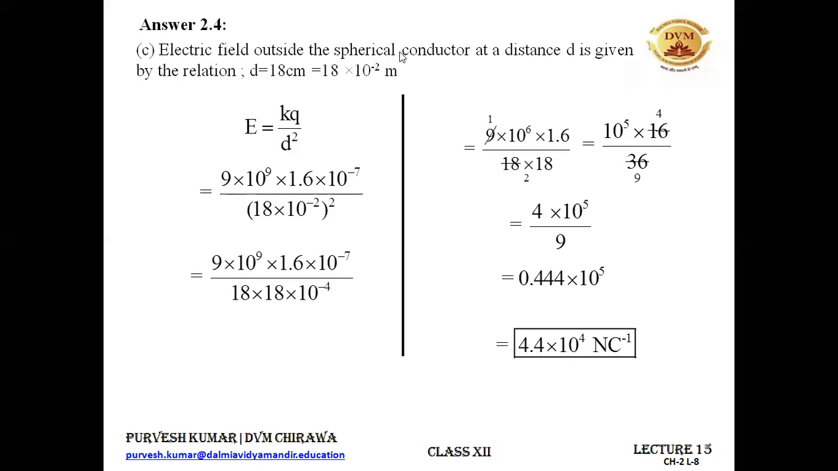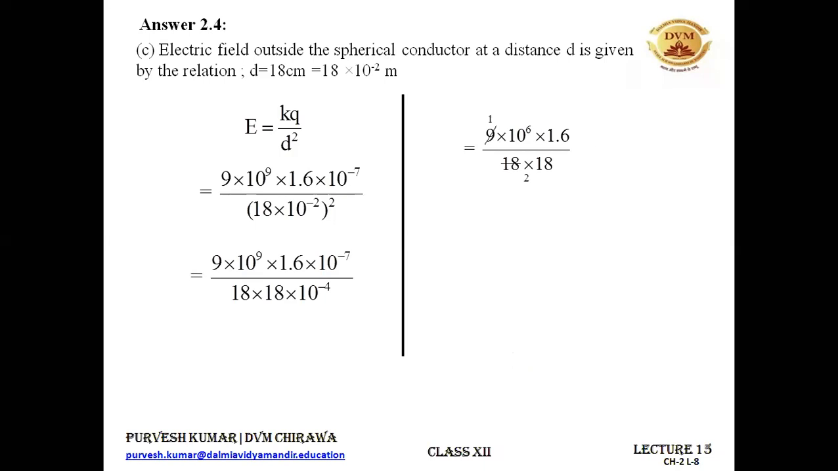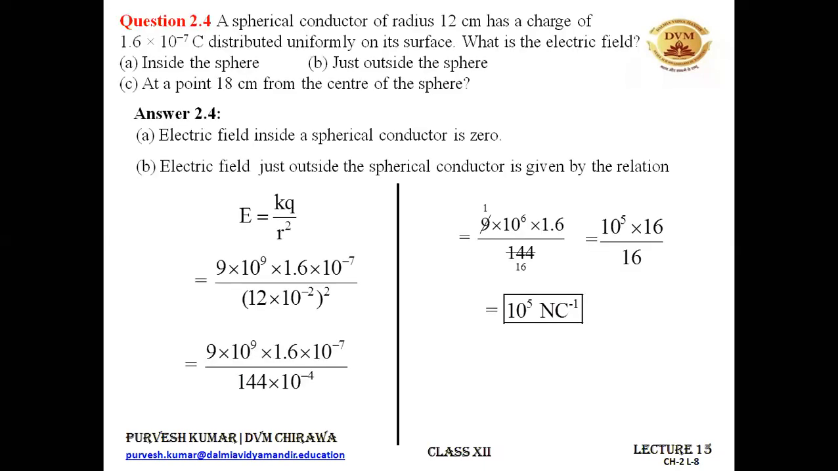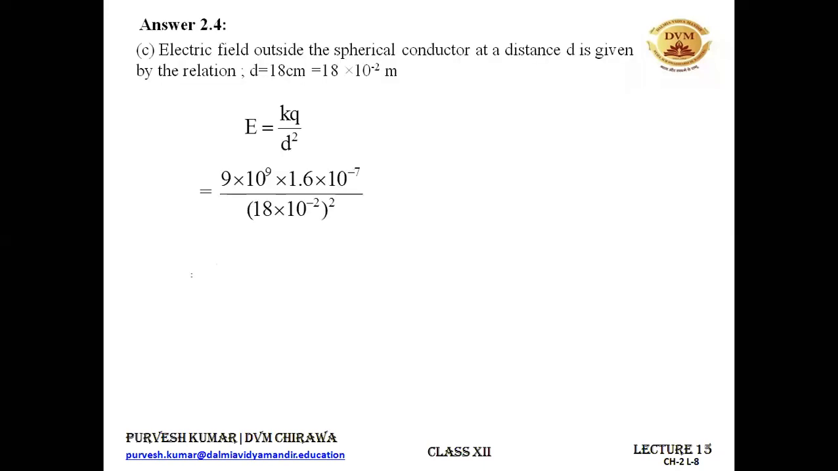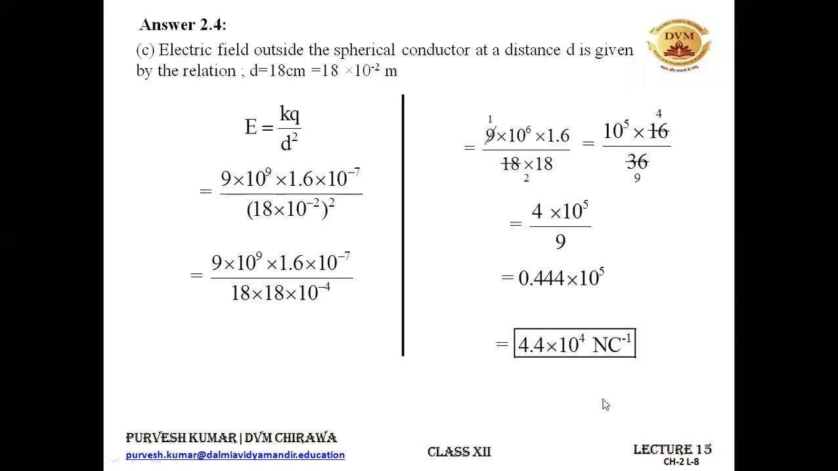So this is the value of the electric field at a distance 18 centimeter from the center of the sphere. And we can see this, that as we are moving away from the surface, the value of this electric field is decreasing. So earlier the value was 10 to the power 5 Newton per Coulomb. But now when we have moved away from the center of the sphere, the value has come out to be 4.4 into 10 to the power 4 Newton per Coulomb. And we know this, that as we move away from the surface of the spherical conductor, which is charged, the value of the electric field will decrease.